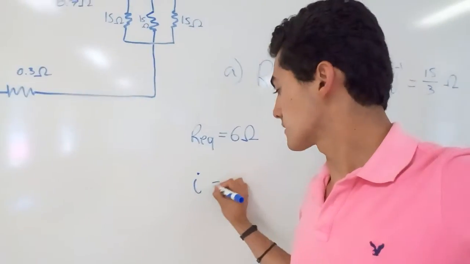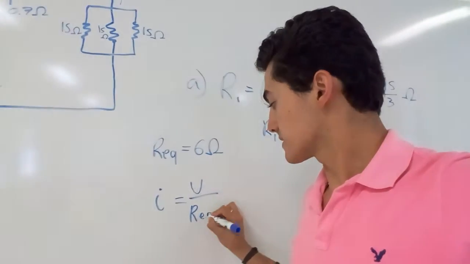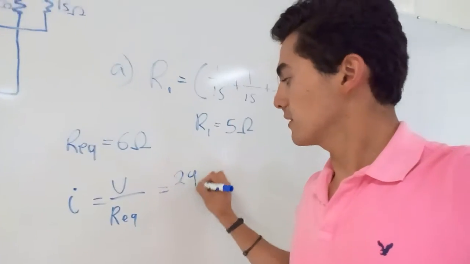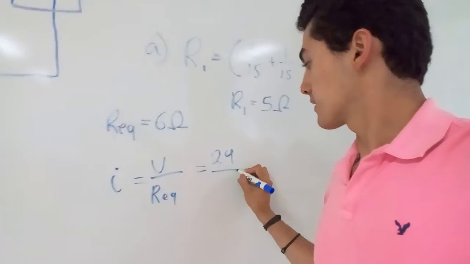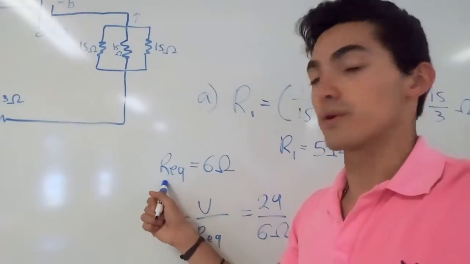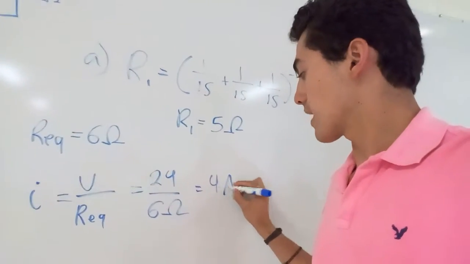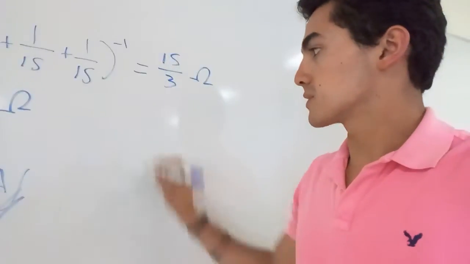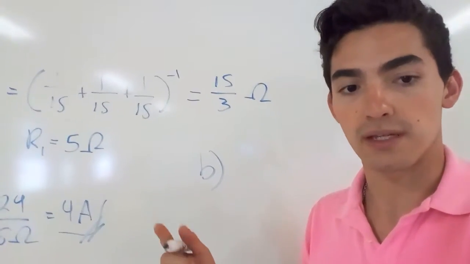The current of all the system will be equal to the voltage over the resistance in equilibrium, and this is equal to 24 because it's the voltage of the battery over the 6 ohms, that is the resultant of our resistance, and this will be equal to 4 amperes. So this is the solution of A. Then we will have to calculate for B the current through each resistor of 15 ohms.